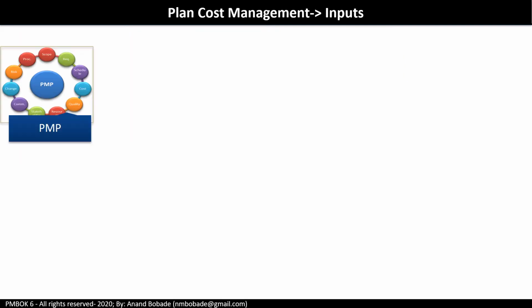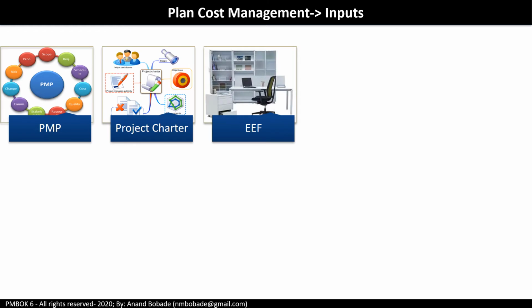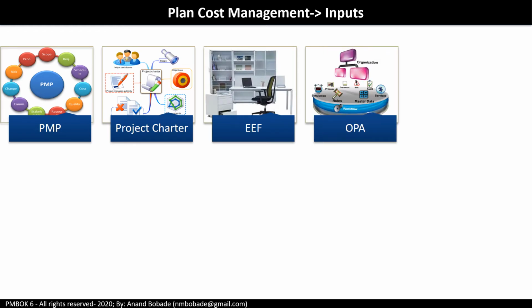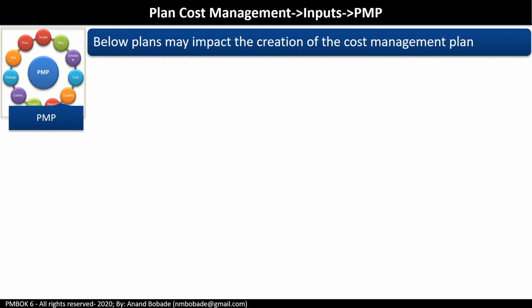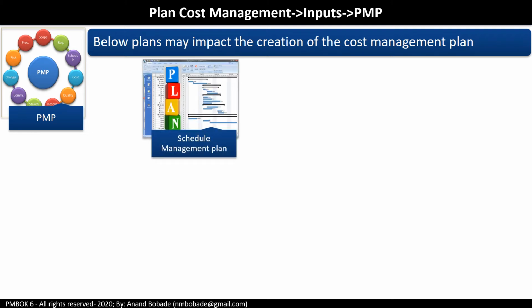Inputs are project management plan, project charter, enterprise environmental factors, and organizational process assets. Project management plan. So multiple subsidiary plans may impact the creation of cost management plan. So first one is schedule management plan. It may impact the cost estimation and management. For example, crashing a schedule to reduce the estimate of any particular activity may increase the cost estimate. This is because crashing means adding more resources to get activity done faster. And this means that when you add more resources, the cost will be increased.